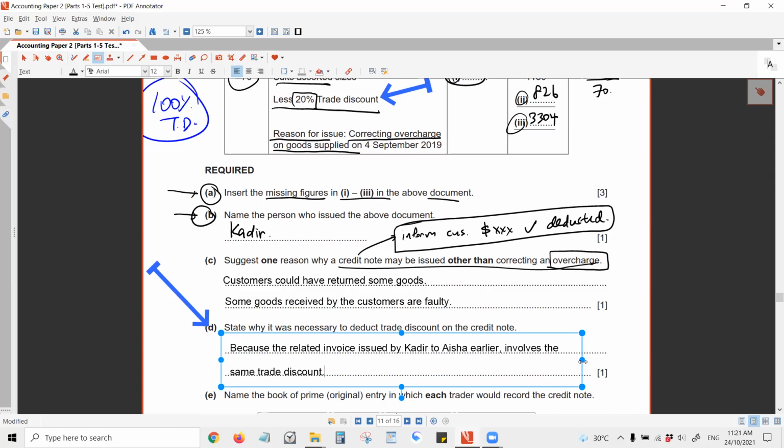So when it comes to goods returning, we must apply the same trade discount. If the examiner is not strict, and you have written, because Aisha bought goods in bulk, and they accept it, then you are lucky. Otherwise, I think this is the answer they should be looking for. They are not looking for buying goods in bulk this time, unless they literally ask you what is the purpose of trade discount. Then you may write, because Aisha bought goods in bulk.